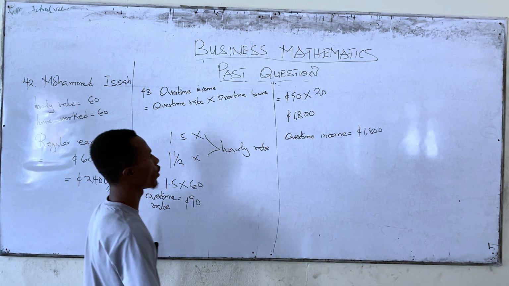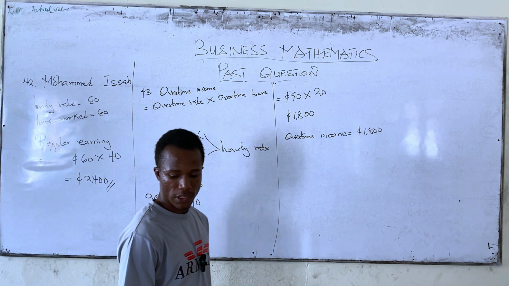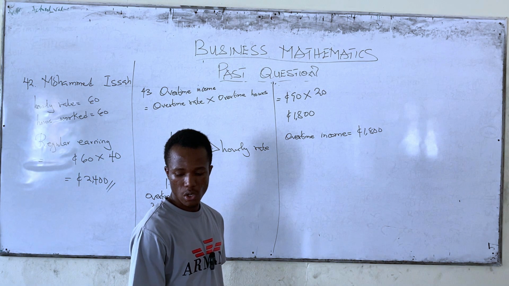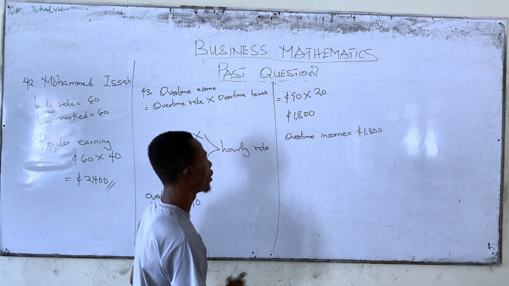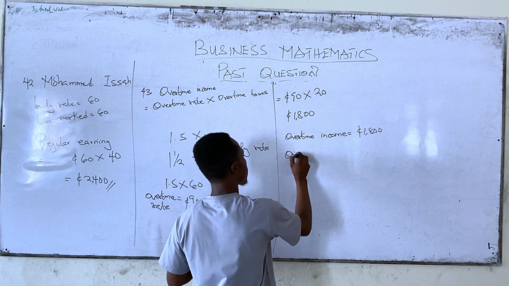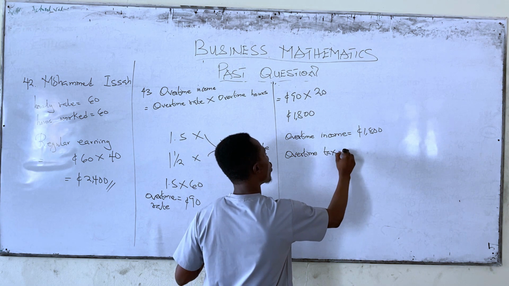And so we are supposed to calculate for the overtime tax. We were given the overtime tax rate, that is in the question. They said all overtime to be 10%. Okay. So the overtime tax is going to be what?